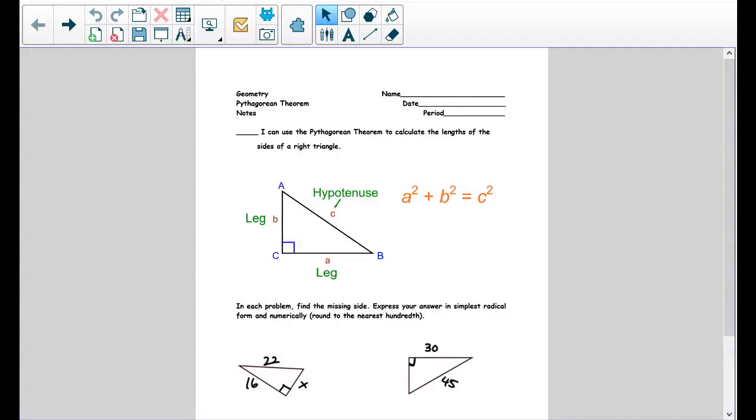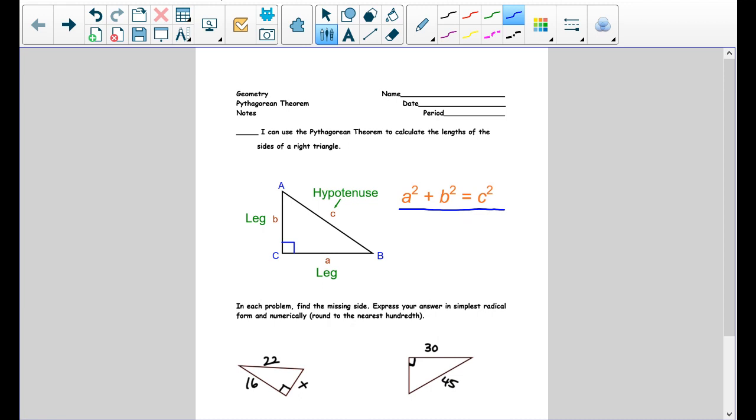Okay, Pythagorean theorem. It's named after a guy named Pythagoras, okay? He came up with this theorem. He realized that all right triangles have this relationship. So the Pythagorean theorem is here: a squared plus b squared equals c squared.